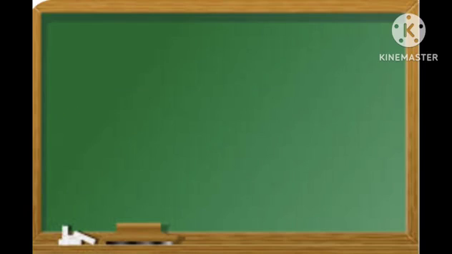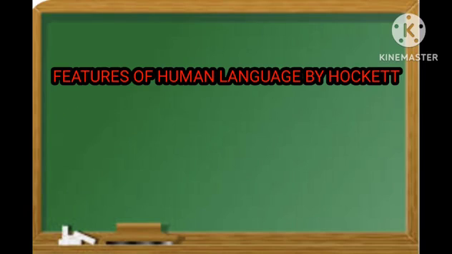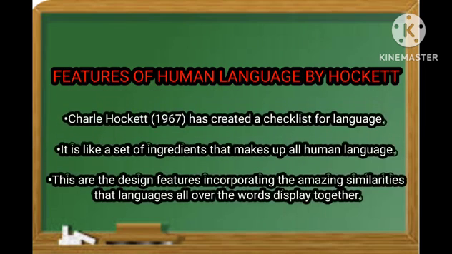Good morning ma'am. So this morning I will discuss the topic about the features of human language by Hackett. A lot of scholars have defined the characteristics of human language. Charles Hackett has created a checklist for language. It is like a set of ingredients that makes up all human language. These are the design features incorporating the amazing similarities that languages all over the world display together.